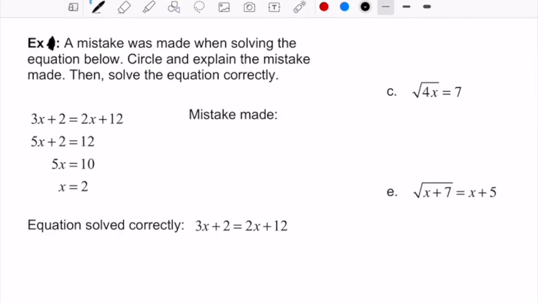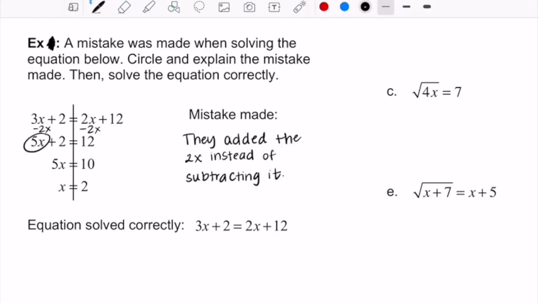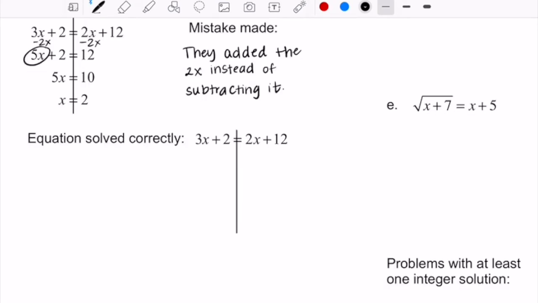On this next example, it says a mistake was made, and so we're supposed to circle the mistake and explain the mistake and then correct it. Looking at the problem, the first step that should have been done was subtracting the 2x from both sides. And so right here, that 5x, that's where the mistake was made. You can say they added the 2x instead of subtracting it from both sides. You can also say that they should have used the subtraction property of equality instead of the addition property of equality. And then here, we'll correctly solve the problem. And the correct answer to this question would be x equals 10.